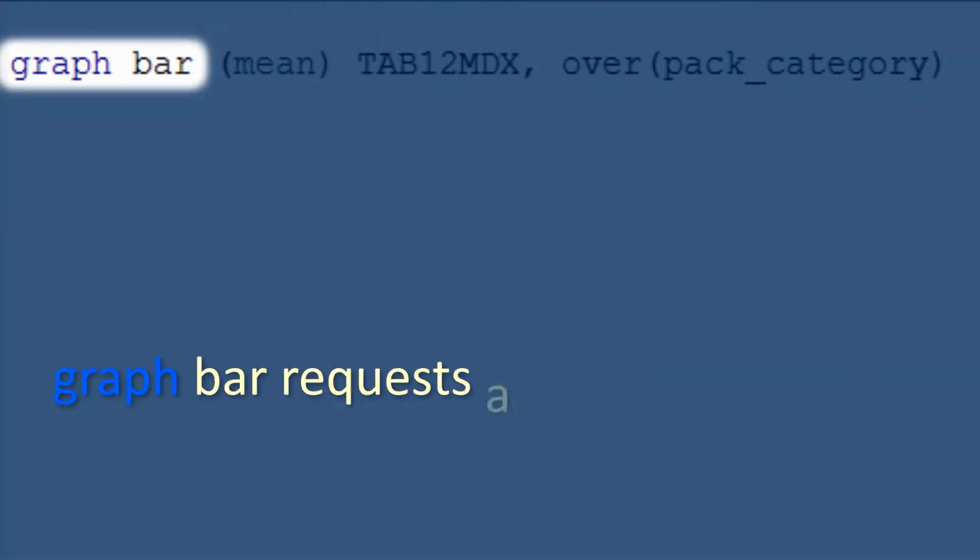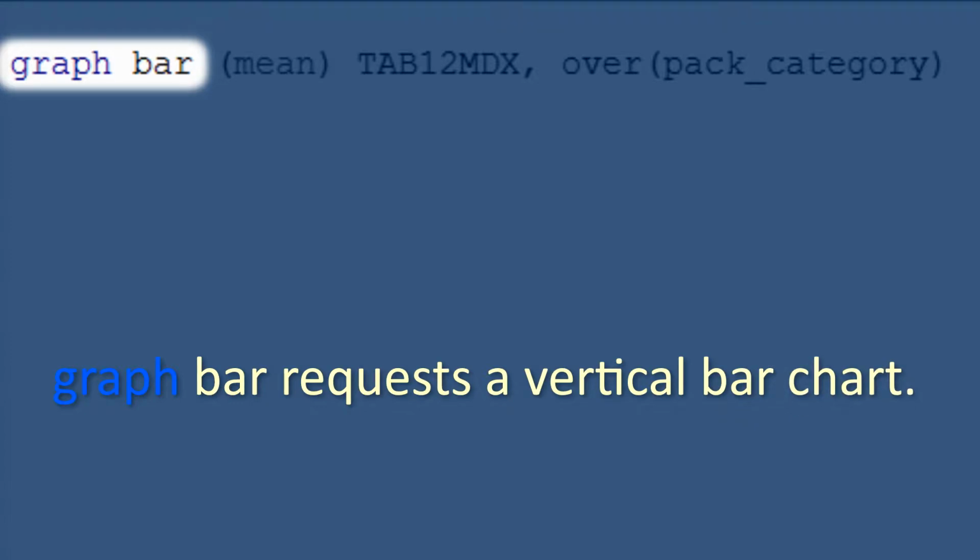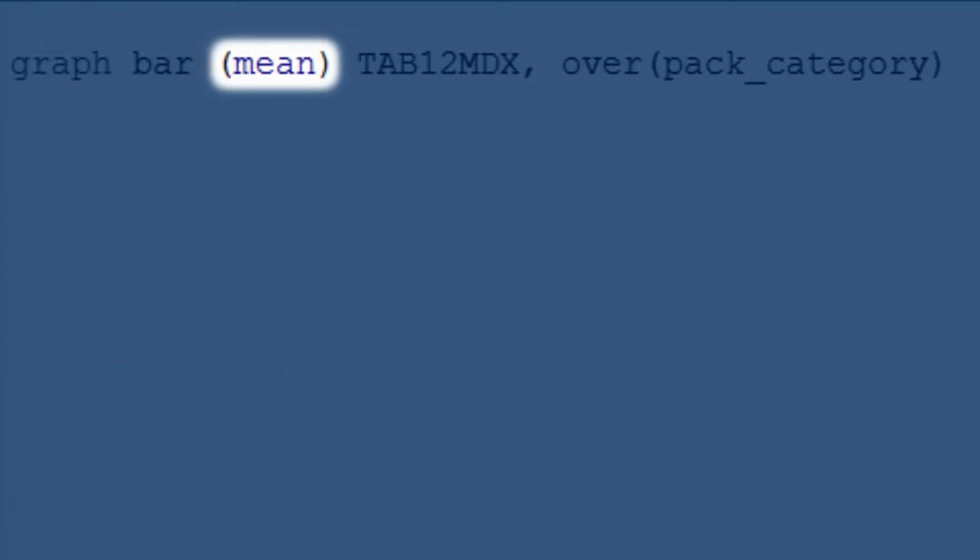Graph bar requests a vertical bar chart. What follows in parentheses is mean, which provides instructions to Stata for how the response variable should be represented on the y-axis.